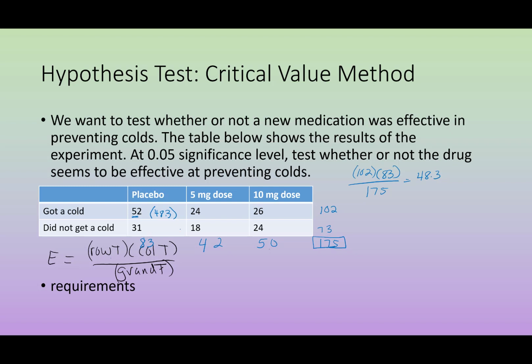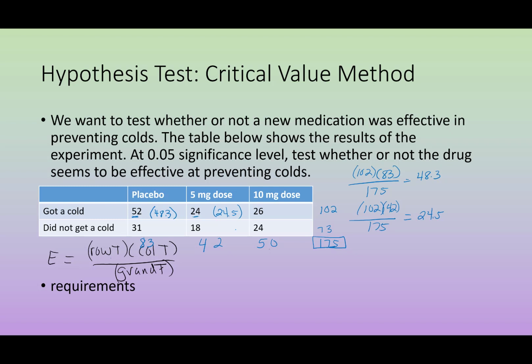Now I can either move to the 31 or to the 24, it doesn't matter. I'm going to do the 24. So now when I do my 24, I have to take the row total that it's in. So it's in row 1, so I would do 102 times the column total it's in, which is 42, and then divide that by 175. And when I do that computation, I end up getting 24.5. So I'm going to transfer that over here.